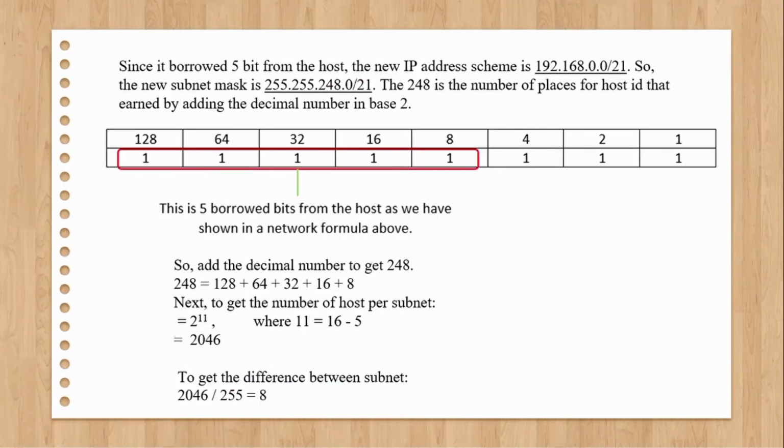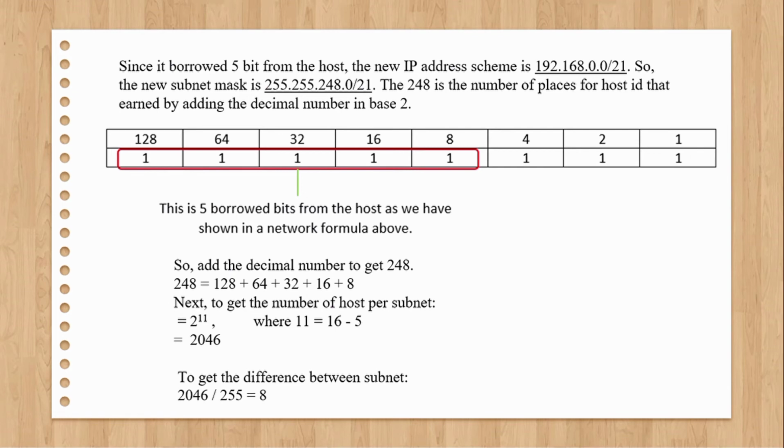The new IP address scheme is 192.168.0.0/21, so the new subnet mask is 255.255.248.0/21. The 248 is obtained by adding the decimal numbers in base 2. So we add the decimal numbers to get 248. 248 equals 128 plus 64 plus 32 plus 16 plus 8.